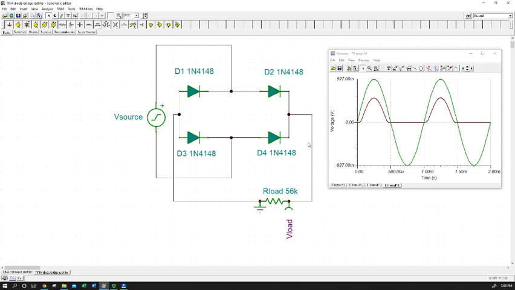So that is it for this quick demo, and I hope you enjoyed Adventures in Full Bridge Rectification.